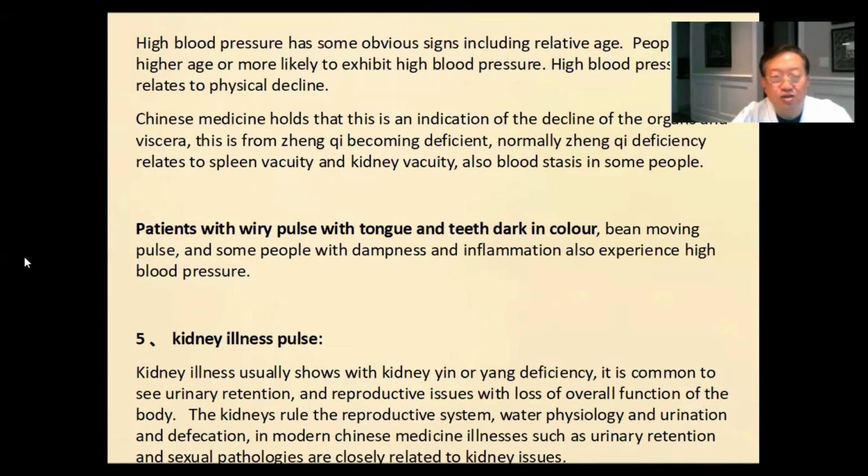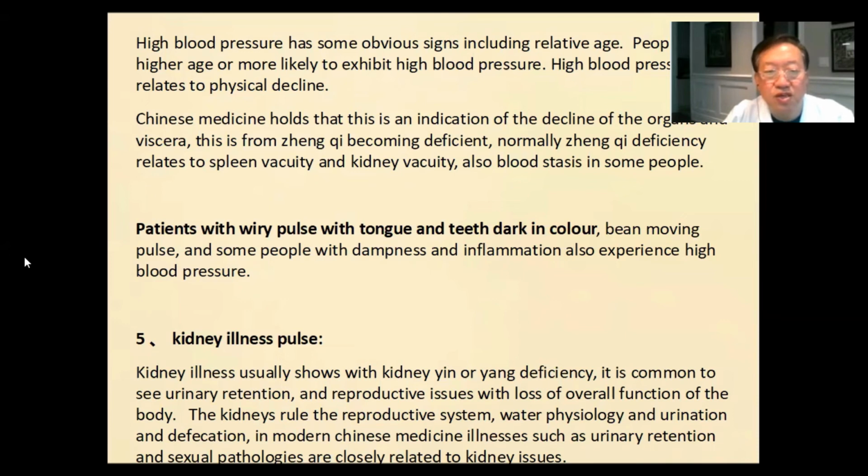Normally, zhengqi deficiency relates to spleen activity and kidney vacuity, also blood stasis in some people. Patients with a wiry pulse, with tongue and teeth dark in color, a moving pulse, and some people with dampness and inflammation also experience high blood pressure.